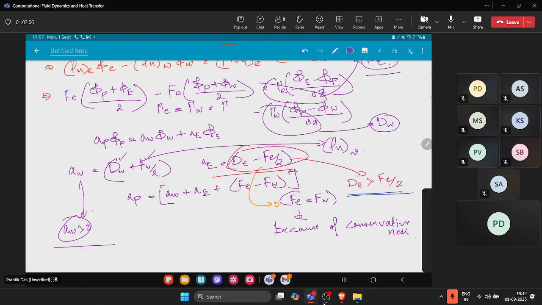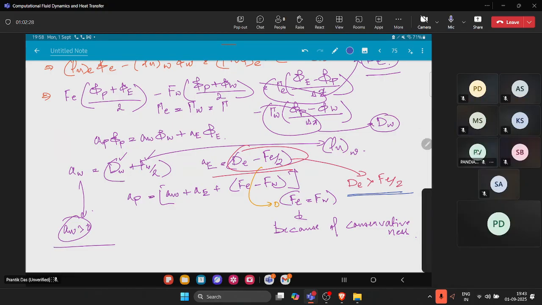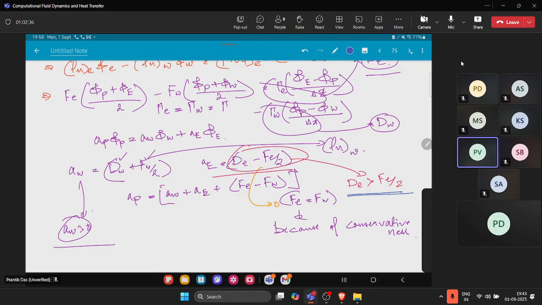Okay. So is it clear to all of you? Hello, am I audible? Yes, sir. So I think Arpan is there in the class, right? Arpan is here, Pandya is here. So is it clear to all of you? Pandya, yes. Sweta, yes, sir. Yes, sir. Okay. So it is easy for me if you say yes, otherwise I have to ask everyone individually. So it's better that you are responsive.